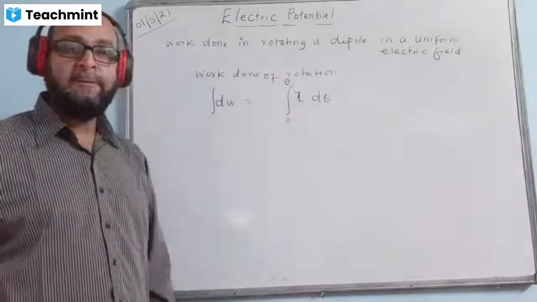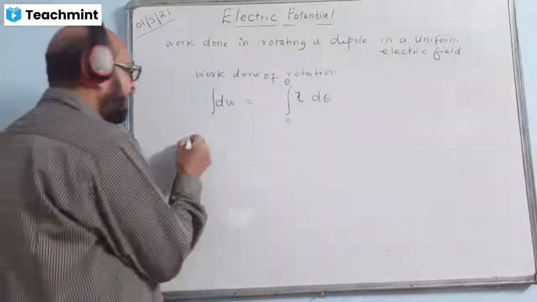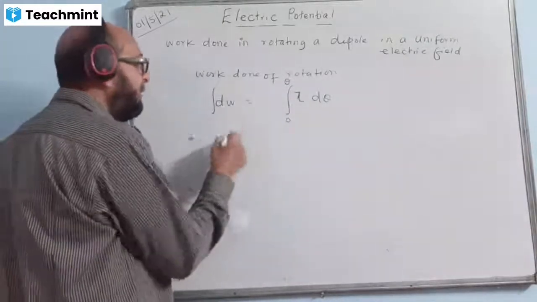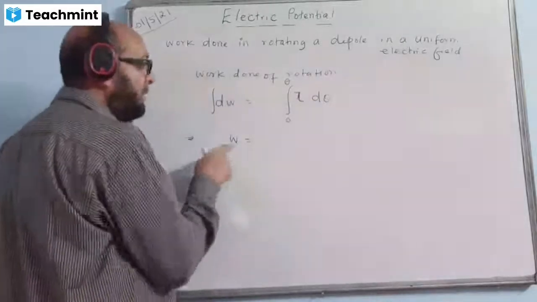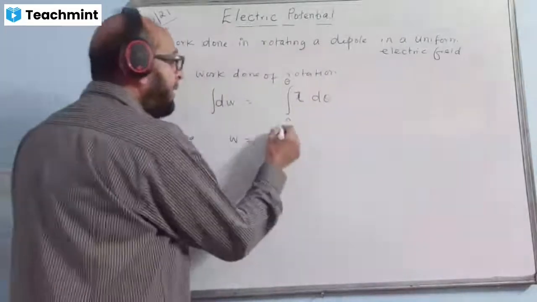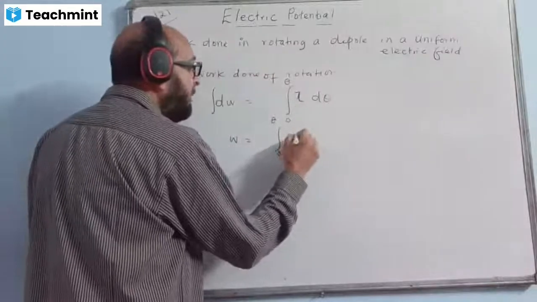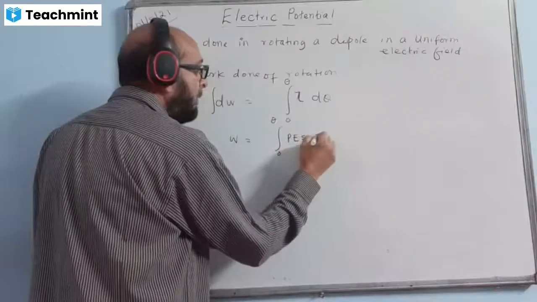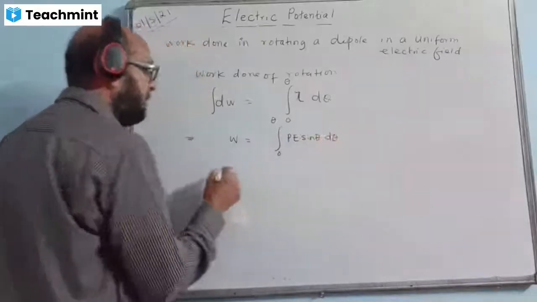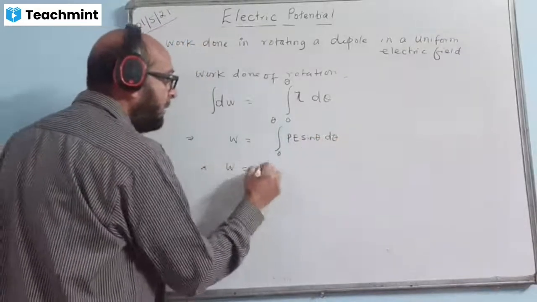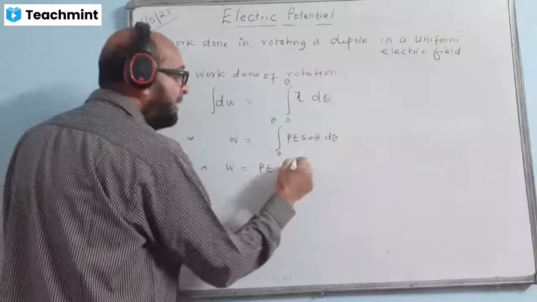Angle keeps on changing. Last time, integration of dx comes x, so integration of dW will come W. That is the value of work done. Here I'll do 0 to theta and I'll put the value of torque. The value of torque is PE sin theta, and then d theta I'll keep as it is. W is equal to PE, which will come out, integral of sin theta d theta.